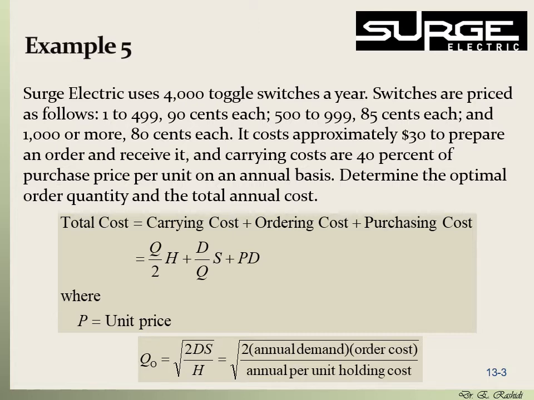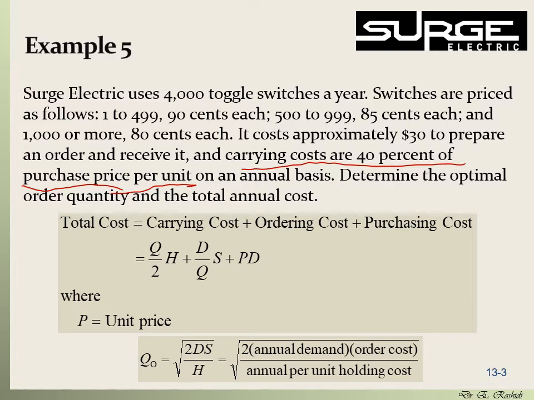So you get the formula here. The total cost is equal to the carrying cost plus order cost plus purchasing cost. Purchasing cost is going to depend on the amount of the order. And you also have the formula for the optimal quantity, after you figure it out using the procedure that we learned. One quick note here is that the carrying cost is a percentage of purchase price. This means that the carrying cost of the toggles depends on the price, which means it depends on the quantity that you order.